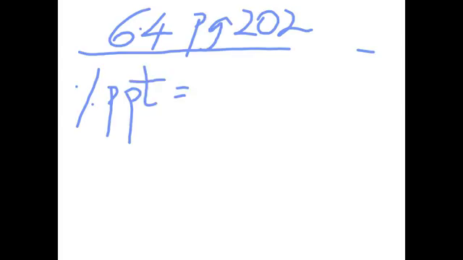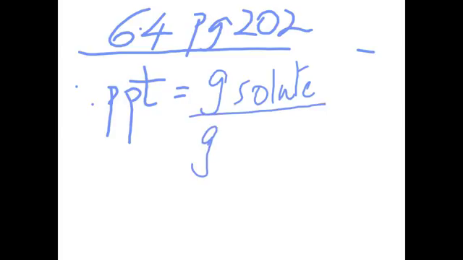So what's the formula for parts per thousand, everybody? Oops, excuse me, I shouldn't have written percentage. What am I doing? So PPT is equal to grams of solute divided by grams of mixture times 10 to the 3. Then you plug in those numbers.